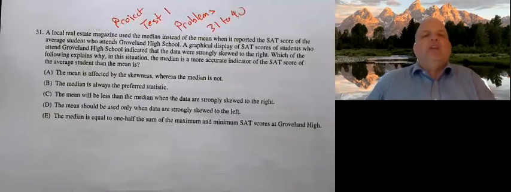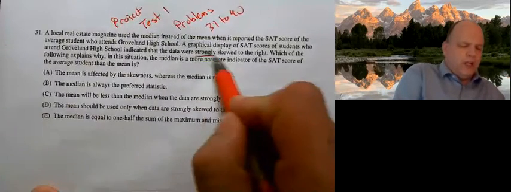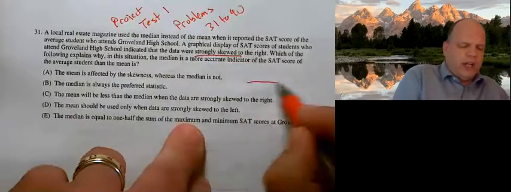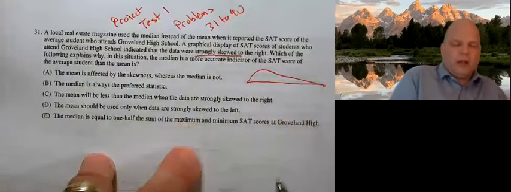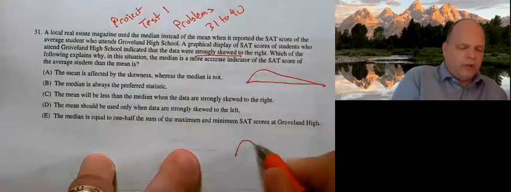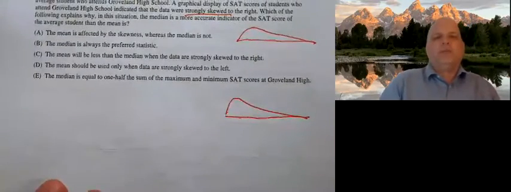A local real estate magazine used the median instead of the mean when it reported the SAT scores of the average students who attend Groveland High School. A graphical display of SAT scores of the students who attend Groveland indicated the data were strongly skewed to the right. So basically, they're telling us our data looks like this. That's not a very good skewed curve, maybe more like this, but it's been stretched out to the right.